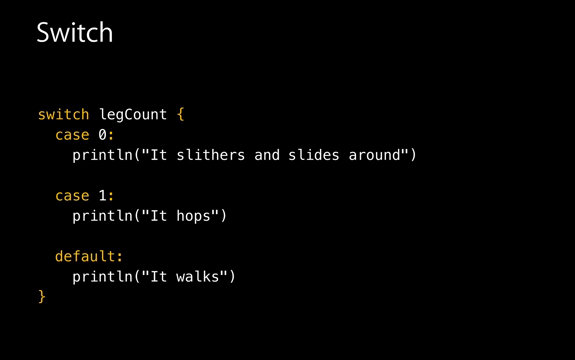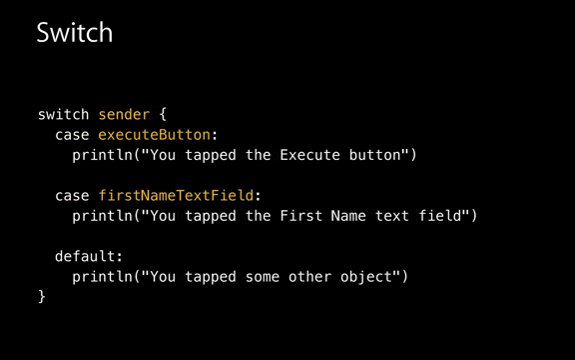I am also not limited to just matching against integer values. In Swift, I can match against objects, or indeed any values I like. Imagine this is an IB action method, and I'm tracking which object a user has interacted with. So I can switch on the sender, match it against different outlets, and print a suitable message. So I can match on objects. Let's go back to integers for a moment.